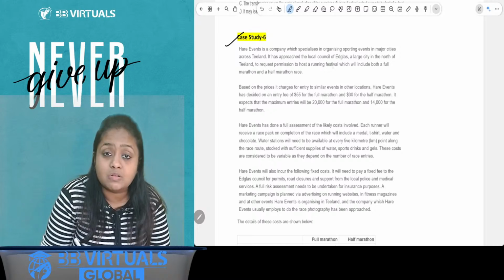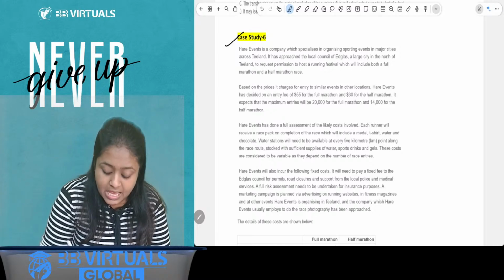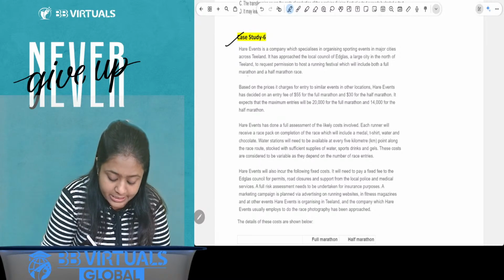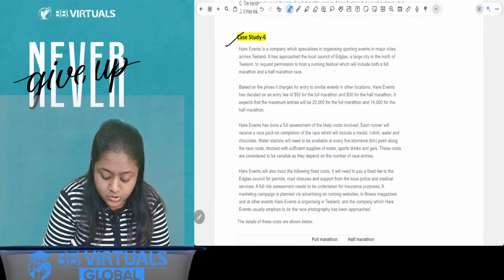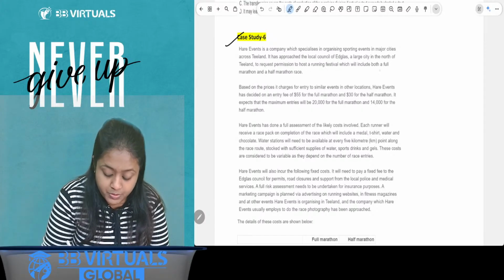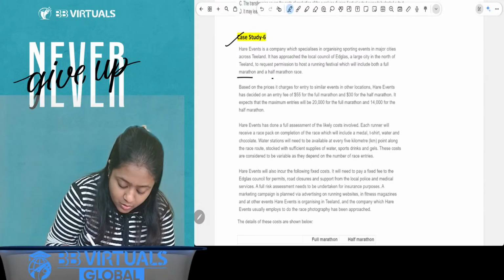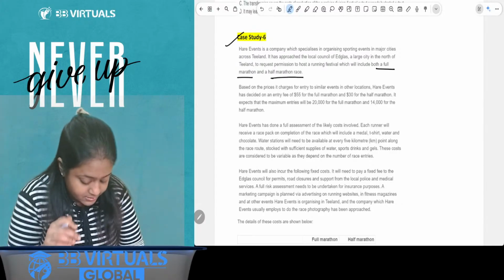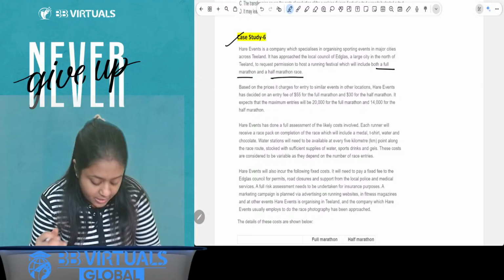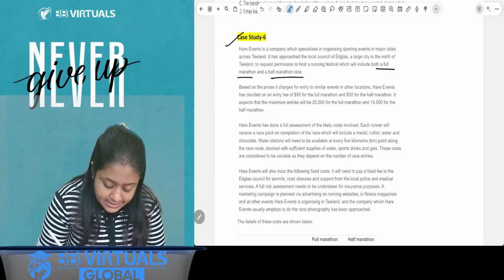It has approached the local council of Edglas, a large city in the north of Thailand, to request permission to host a running festival which will include both a full marathon race and a half marathon race. Let's continue with one more paragraph, based on the prices that it charges.